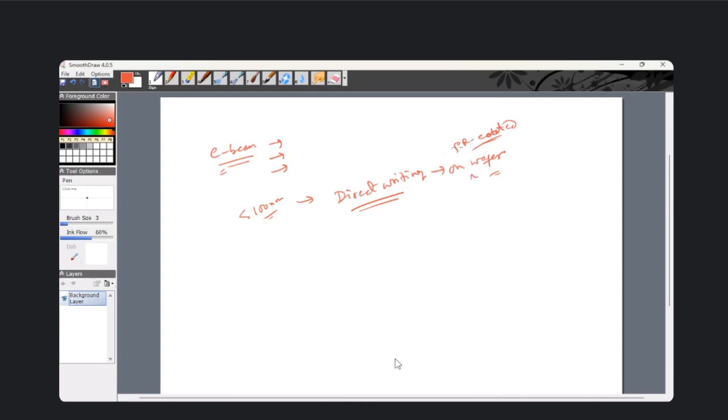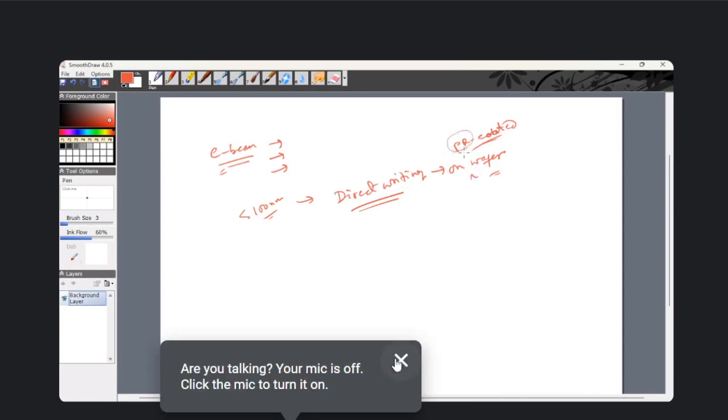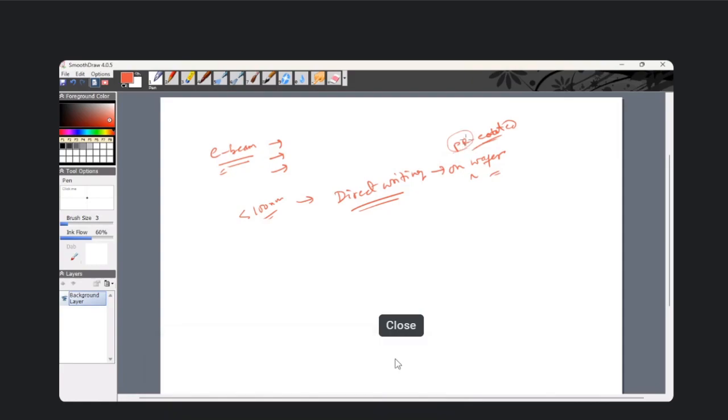For e-beam lithography, you cannot use the PR which is applicable for optical lithography. In that sense, we should not say PR, because the full form of PR is photoresist, but here there is no concept of photon. So you can say resist. It is another kind of resist, not the one used for optical lithography. So I should not say PR, simply resist coating.